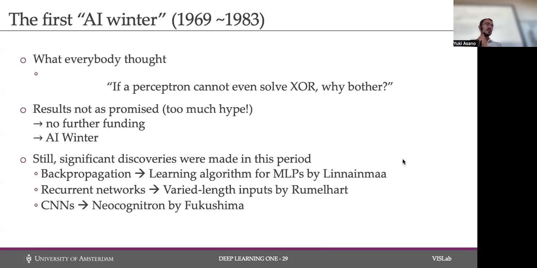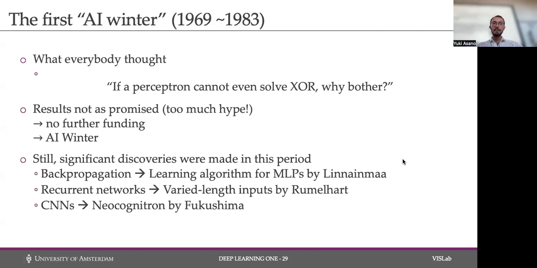So we had the backpropagation algorithm by a Finnish guy. We had recurrent neural networks, and we had convolutional neural networks actually proposed, even though convolutional neural networks have been later popularized by someone else called Jan Lecun, but actually they were developed a bit earlier as well during this time.